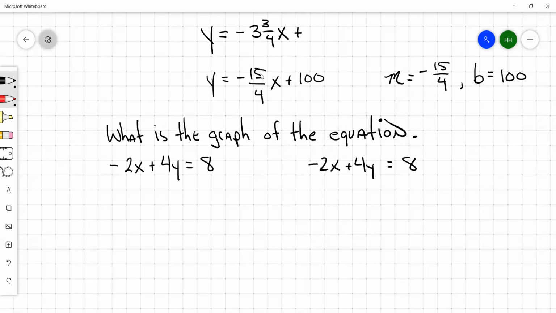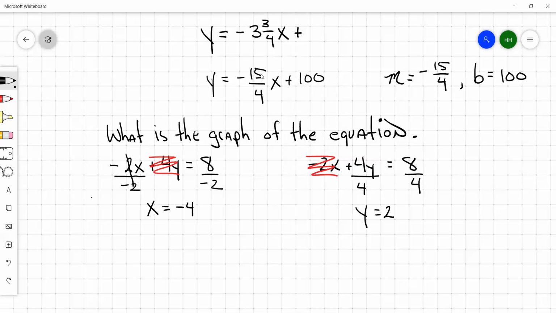And then in this equation on the left, let's scratch out the y. And in the equation on the right, let's scratch out the x. Now we're going to solve for the x and y. So you can divide both sides of this first equation by -2, and x is going to be equal to -4. And then in this right equation, if you divide both sides by 4, then your y is equal to 2. Those are the 2 points where that line hits the x and y axis.